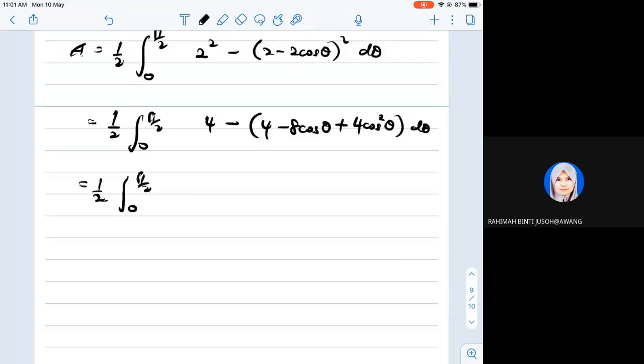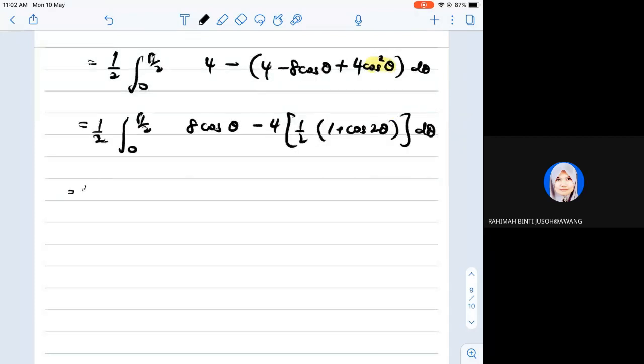So minus minus becomes 8 cos theta. And then negative 4 cos squared theta. As usual, you have to change this using the double angle formula. So cos squared is 1 plus cos 2 theta, divided by 2. Okay, so we will have 1 over 2, 0 until pi over 2, 8 cos theta minus 2 cos 2 theta d theta.